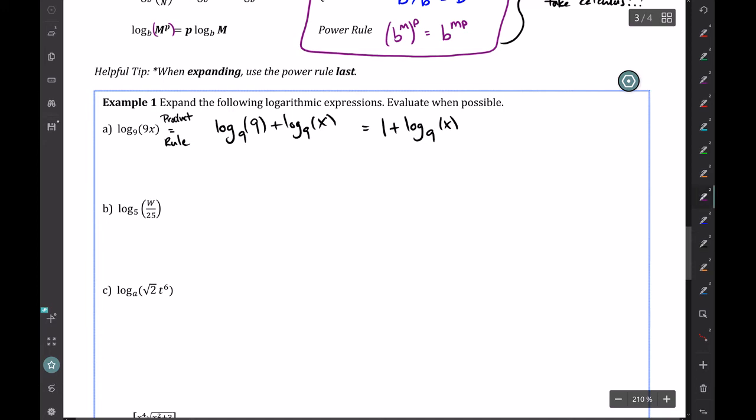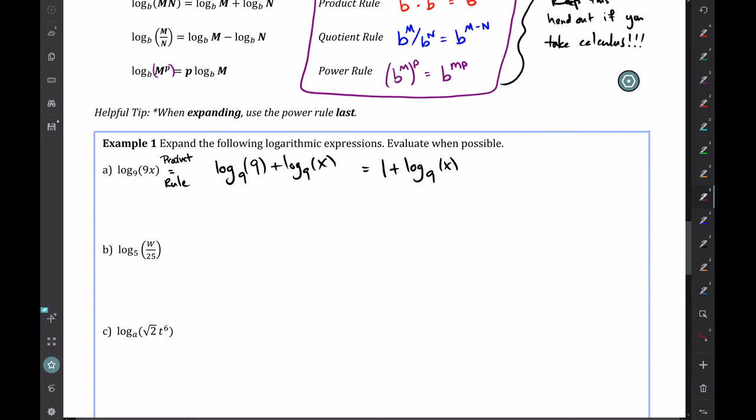In part B, we have a quotient rule. We have a quotient rule, so we're going to use that rule right there. And so we're going to write this as log base 5 of w minus log base 5 of 25.